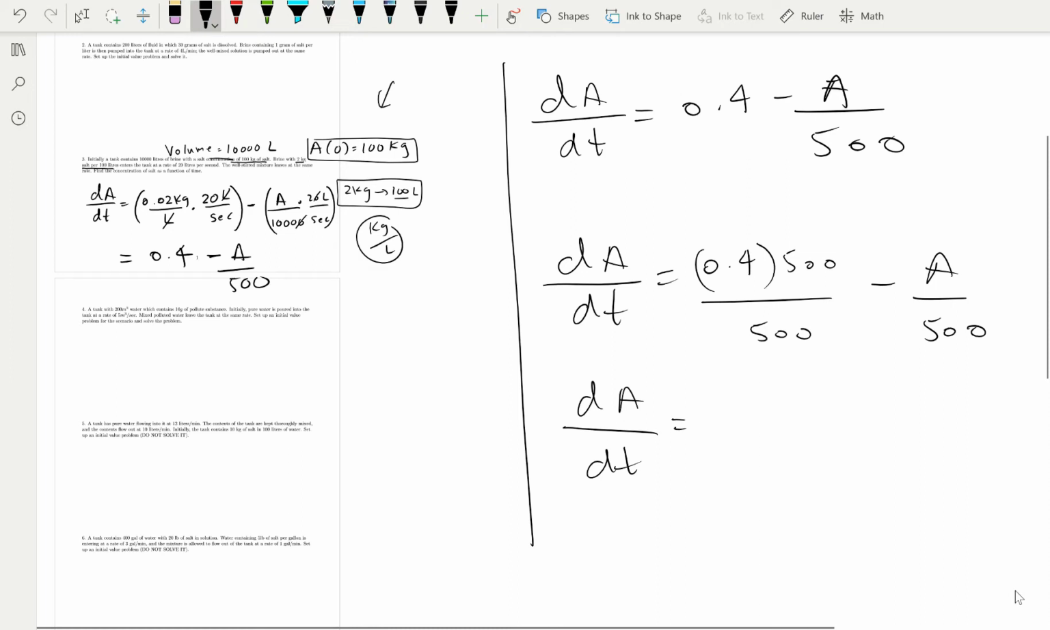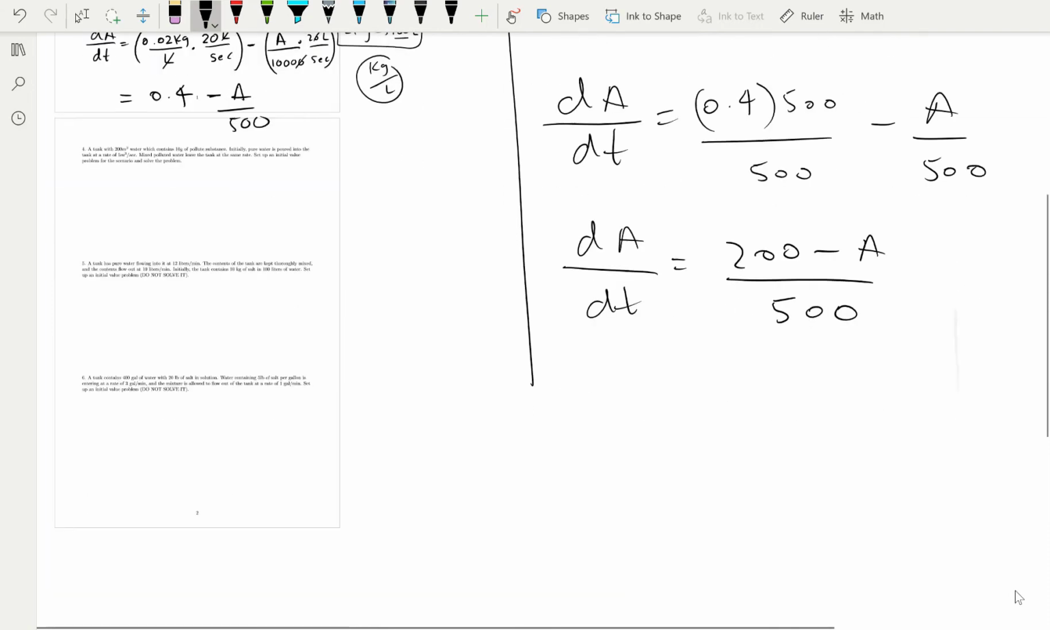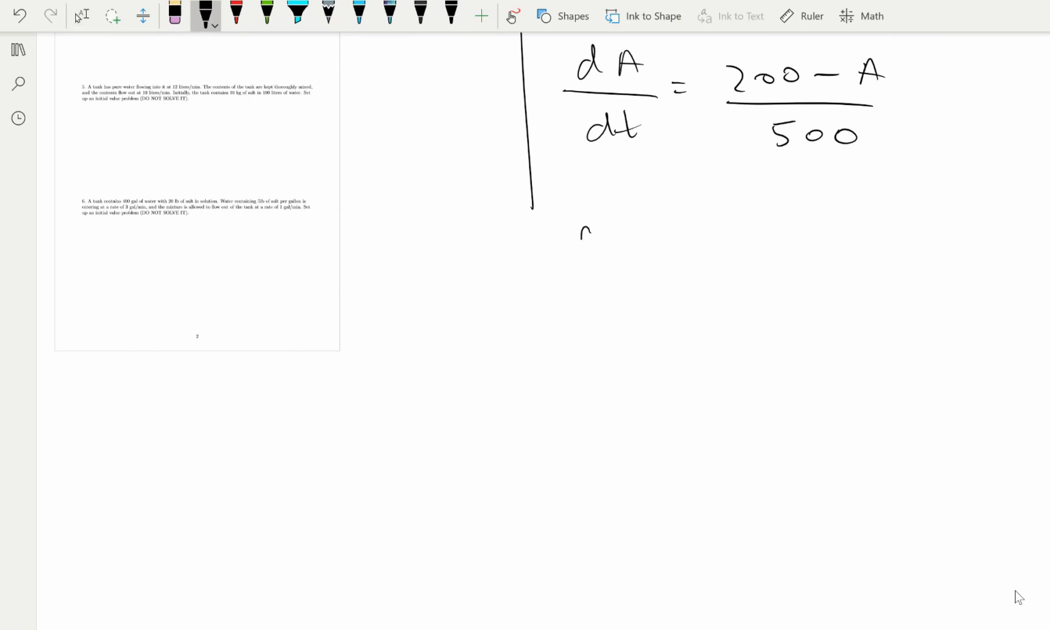So 0.4 times 500 is actually 200 if I am correct. 4 times 500 is 2000. Yes, it's 200 minus A over 500. So that's what we get, okay, as the common denominator. So let's separate the variables. So dA over 200 minus A equals 1 over 500 dt.